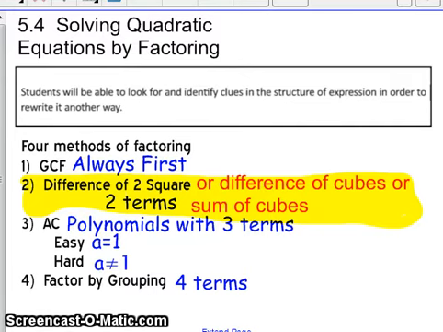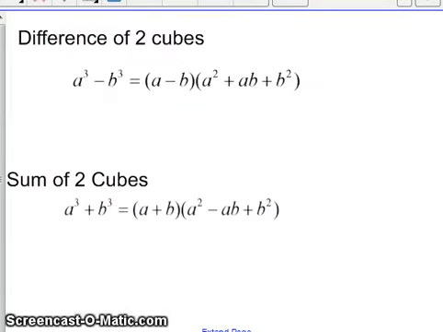Right, you're writing what's in red, yes. And then I want you to write down these two formulas, please.